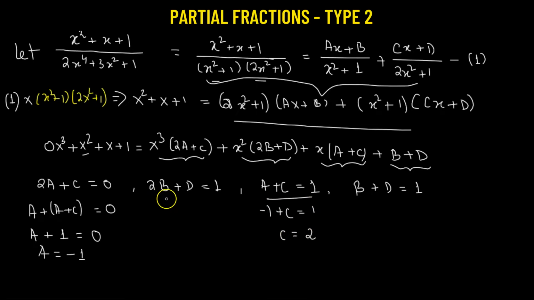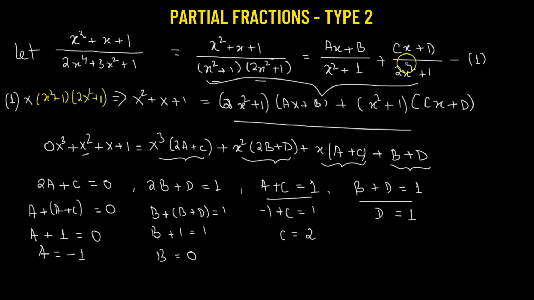Fine. Then we have 2b plus d equals 1. This can be expressed as b plus (b plus d) equals 1. For b plus d, we have the value that equals 1. So b plus 1 equals 1. So b becomes equal to 0. If b is equal to 0, we can replace it here, and that's going to give us the value of d. So the d value comes out to be 1. So we have successfully obtained all the values. So a is negative 1, b is 0, c is 2, and d equals 1.